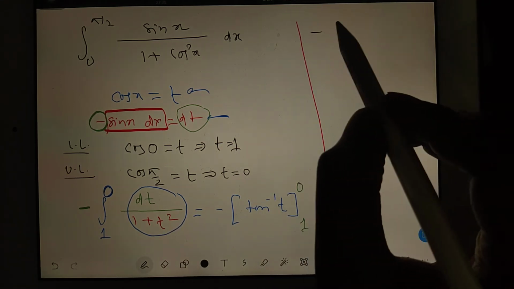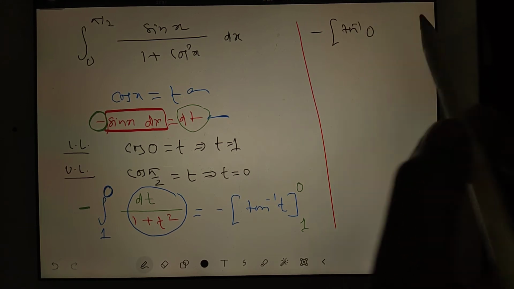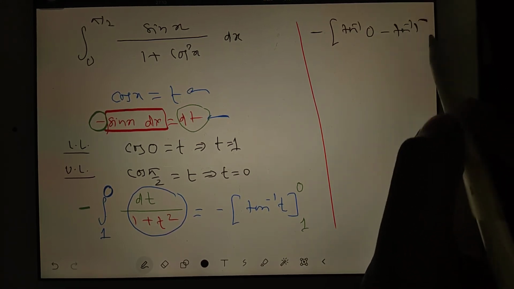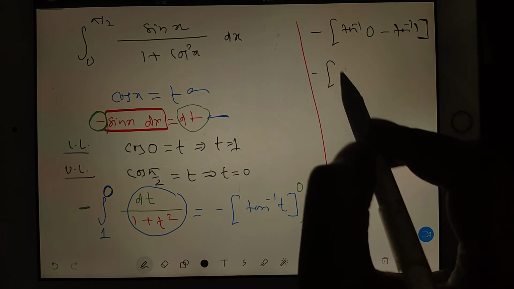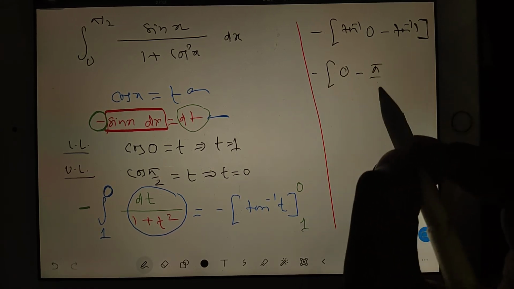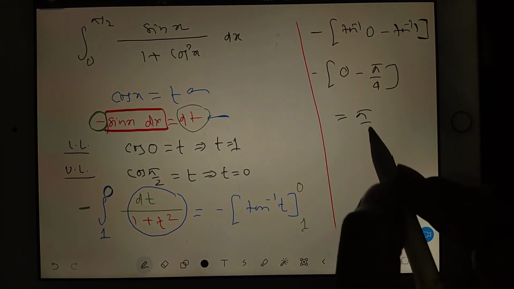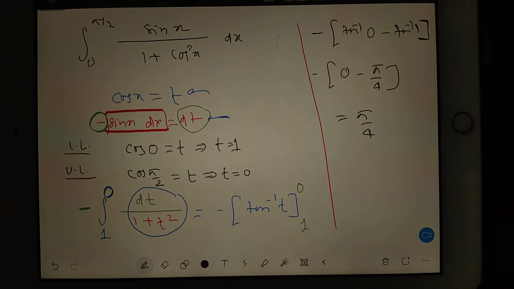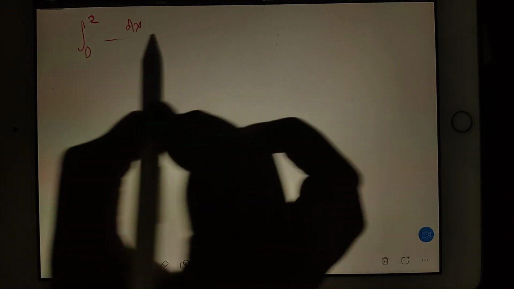I'll be getting minus tan inverse 0 first, and then minus tan inverse 1, and you know tan inverse 0 gives you 0, and tan inverse 1 gives you pi by 4. So the final answer is pi by 4. Now let's go for another question, and in this question I am taking the integral from 0 to 2 of dx by x plus 4 minus x square.